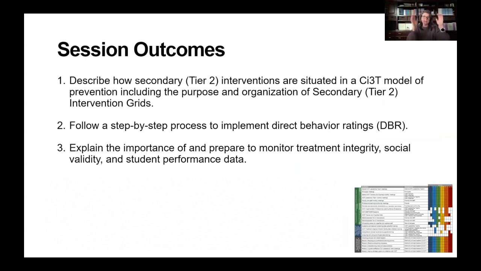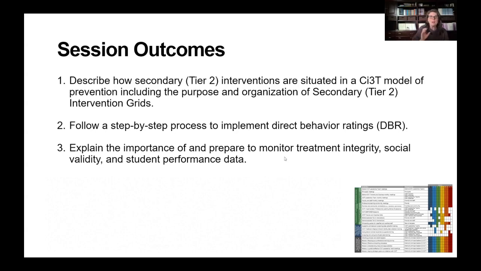We want to situate tier 2 because we want to clear up misunderstandings as to what it is and what it is not. And we're going to introduce you to this idea of tiered intervention grids to help you organize all the wonderful things that you do extra for kids in your building. Then we are going to get that introduction I mentioned from Kate and the step-by-step process from Mark.